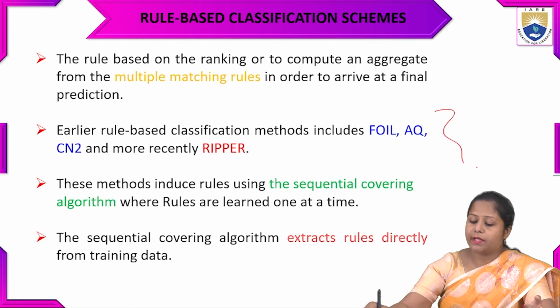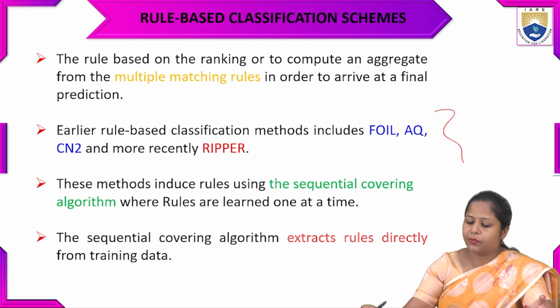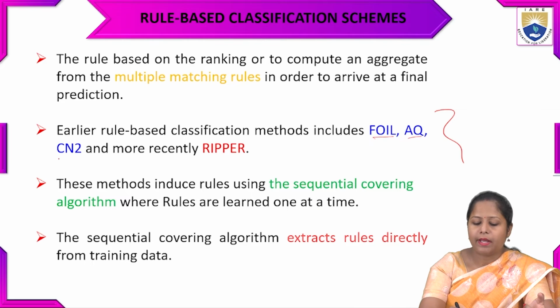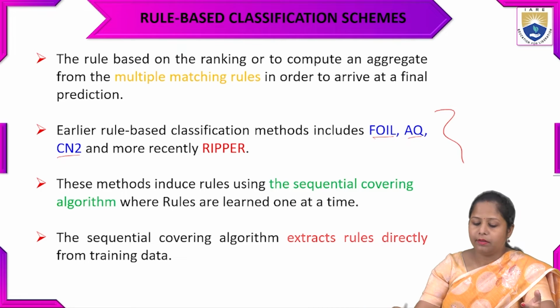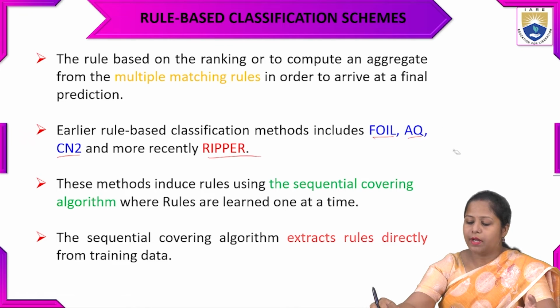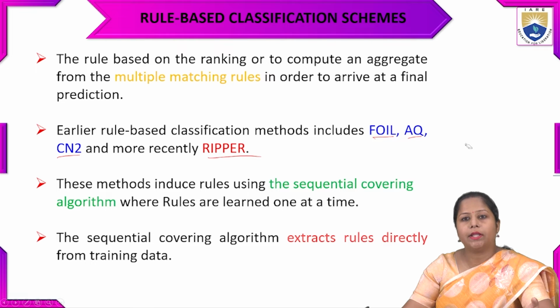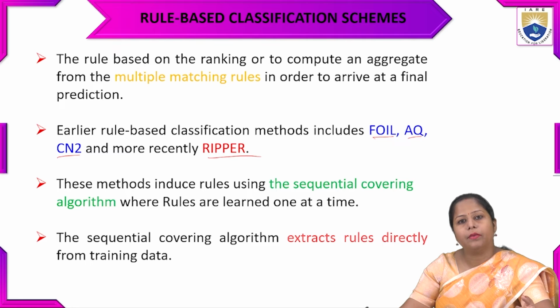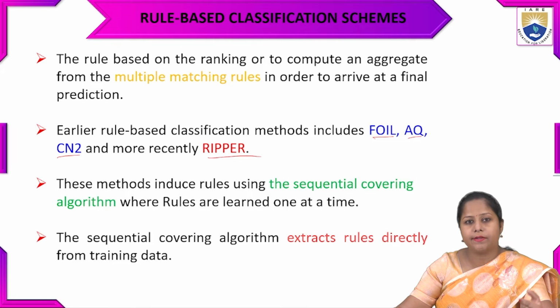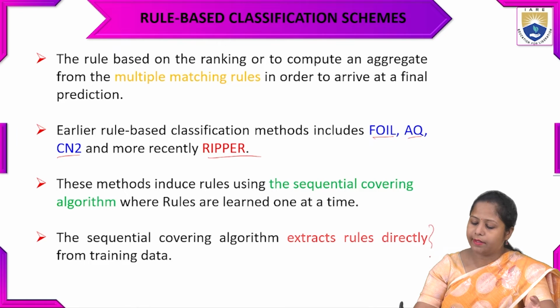Earlier, some of the rule-based classification methods were FOIL, AQ, and CN2. But now we usually use Ripper. So these are the methods that induce the rules using the sequential covering algorithm, where rules are learned only one at a time. The sequential covering algorithm extracts the rules directly from the training data.